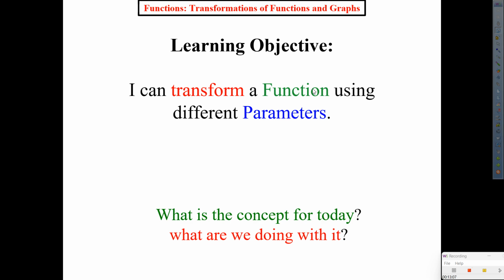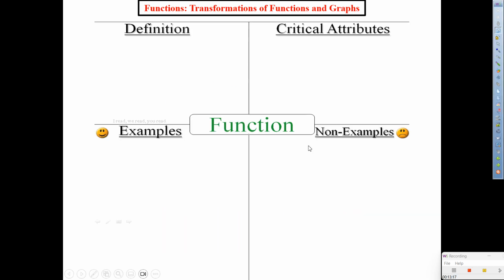All right, type it in there. Type it on your screen without looking at your notes. Quick definition. What is a function? What is a function? Go.